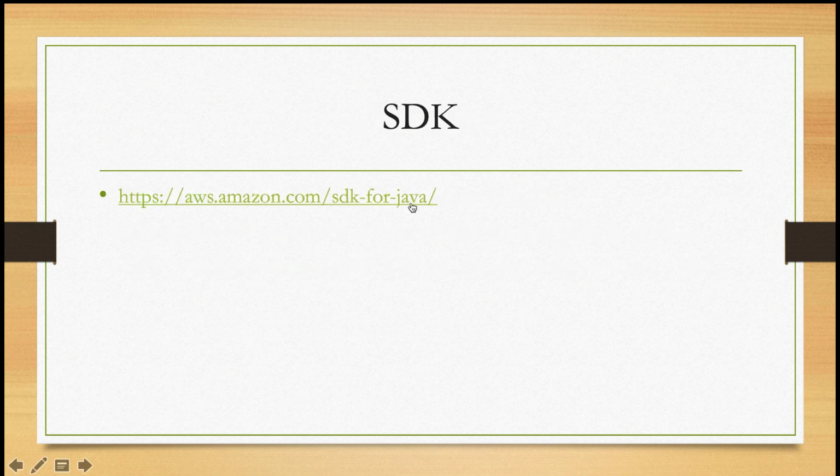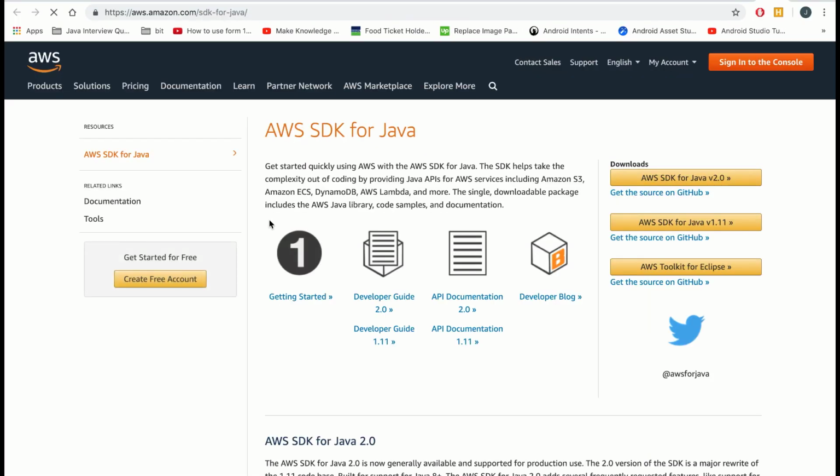The Java SDK is available over here, where you can just download. It is for Java, and you can perform all these tasks that I have performed by using the AWS console. You can perform these tasks directly by using Java code. So this was all about AWS Batch.